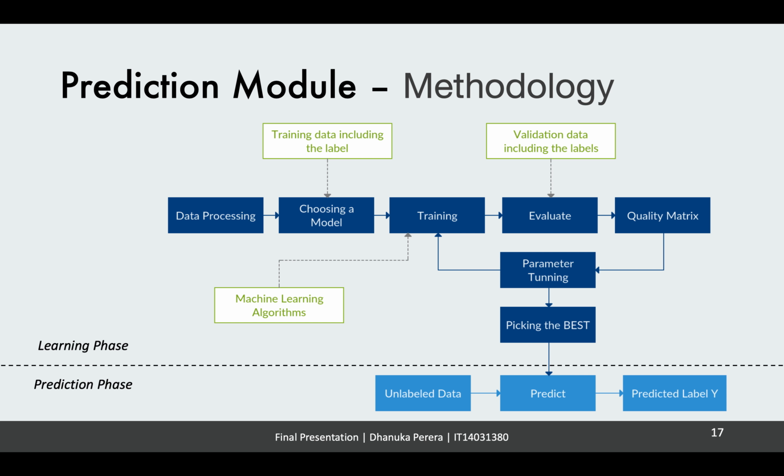So this is the high level flow of how this is going to work. There are two main stages: learning phase and prediction phase. In the learning phase, what we are doing is preparing the data set and training the model. And after we train the model, we are using the trained model to predict the number of tourists.